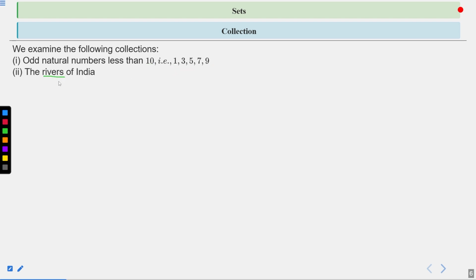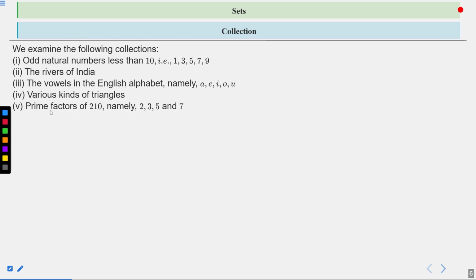Now what about the rivers of India? You can easily name them or you can Google it. If someone says give me vowels in the English alphabet, you can easily name them as A, E, I, O, U. These are the 5 vowels. Very simple. And also, if someone asks what are the various kinds of triangles, name them: right angle, isosceles, scalene, etc. You can easily name them. And if someone says prime factors of 210, just 2, 3, 5 and 7 are the prime factors.